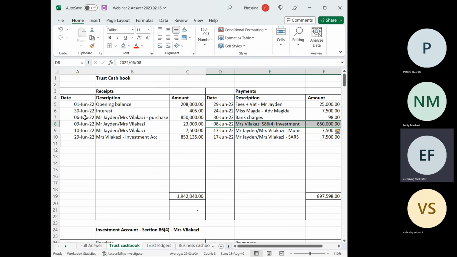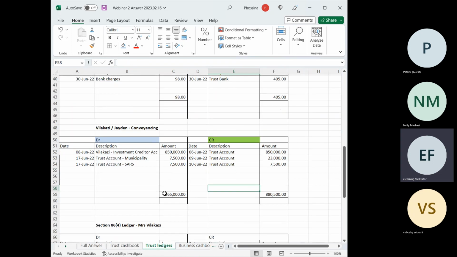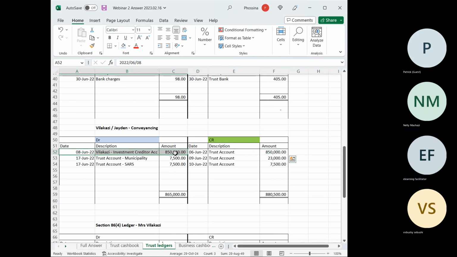So in this case, we received the 850, and we invested it in a Section 86. So these are what is happening at our bank. Money received in trust, money paid out of trust. And then when it comes to our ledgers, we also do the double entry. We receive on behalf of the client and we pay it out to an investment account.